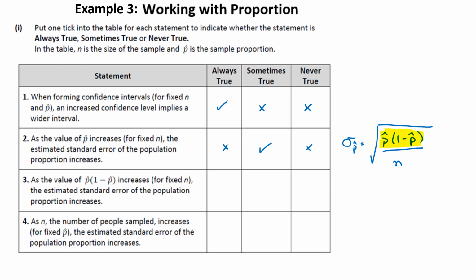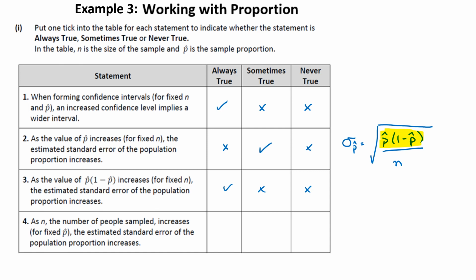So as the value of p hat bracket 1 minus p hat increases for a fixed n, the estimated standard error of the proportion increases. So as that top line increases, the standard error of the proportion increases. So this whole thing increases. And yeah, that is true. That will always be true. As that top line gets bigger, this whole fraction gets bigger.